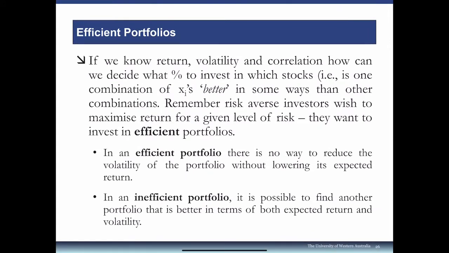So if we know return, volatility, and correlation, how can we decide what percentage to invest in which stocks? Is one combination of weights better in some ways than other combinations? Remember, a risk-averse investor, holding the same return, prefers to have low risk, and a risk-neutral investor is neutral to different risk, as long as the return is the same. But a risk-seeking investor, at the same expected return, prefers a lot higher risk, right?